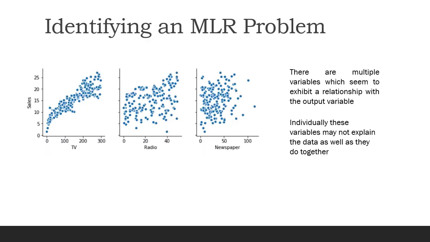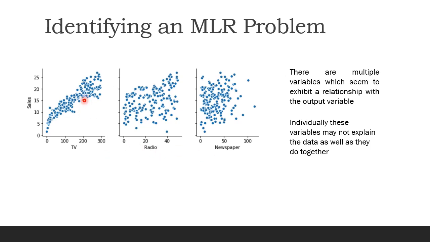So how to identify a multiple linear regression problem? There would be a target variable like sales. Taking an example, there's a company spending on modes of advertisement, modes of promotion, to boost their sales numbers. So sales here is the target variable, and the independent or predictor variables are the expenses they make on TV campaigns, radio campaigns, and newspapers.